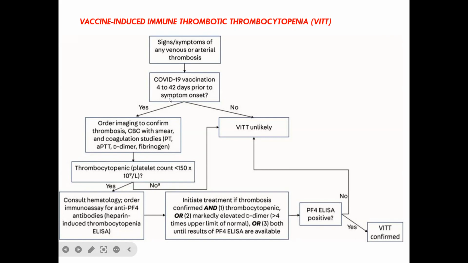In that setting, you need to suspect vaccine-induced immune thrombotic thrombocytopenia. After diagnosing this, you need to give IV immunoglobulin and other heparin derivatives like danaparoid and fondaparinux. Okay. Any doubts? Okay. Next slide.